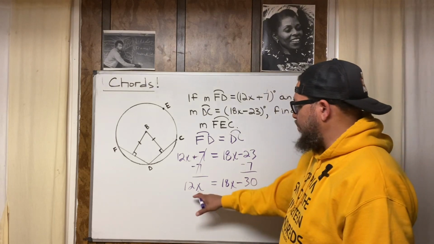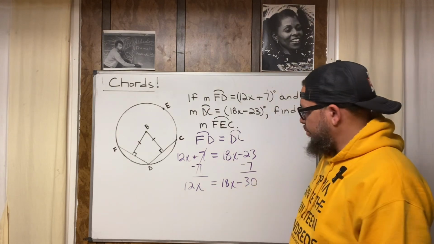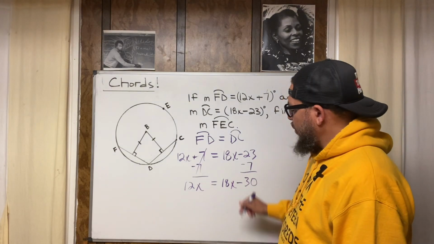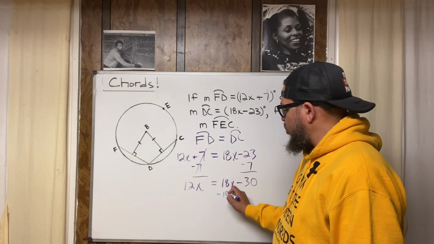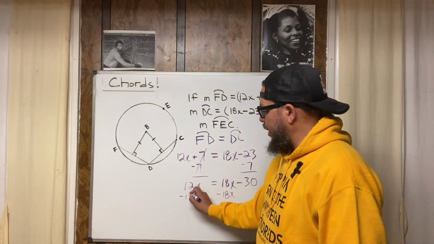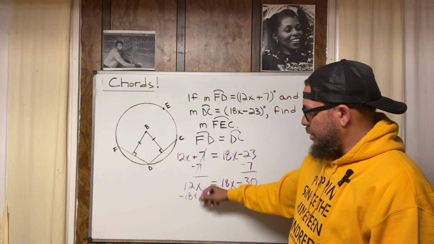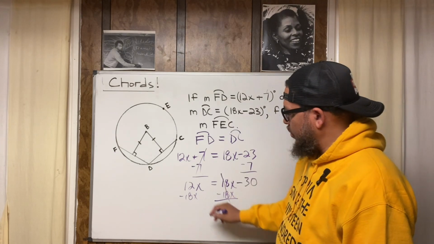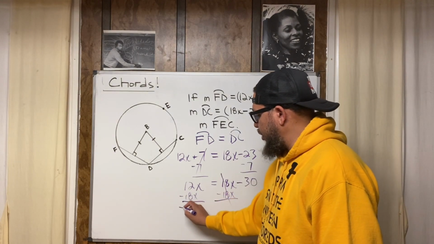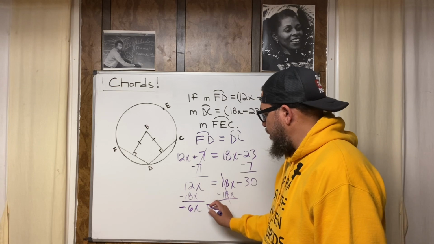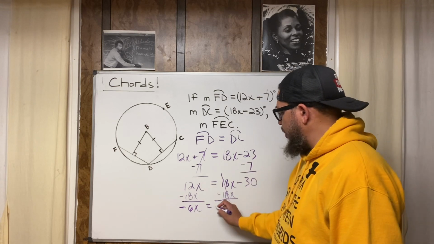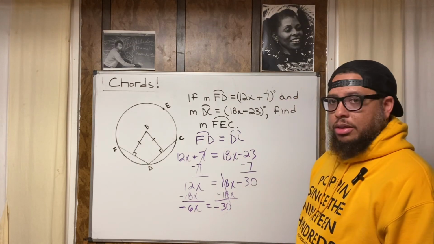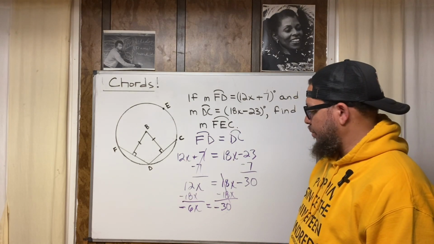Now, I got x's in too many places. This is an issue. I need to have an x in one place. So I got to figure out how to combine these x's. What I'm going to do is subtract 18x on the right-hand side and subtract 18x on the left-hand side. These are like terms. They're both x terms. 18x minus 18x is 0. 12x minus 18x is negative 6x, which is equal to, bring the negative 30 down. Negative 6x equals negative 30.